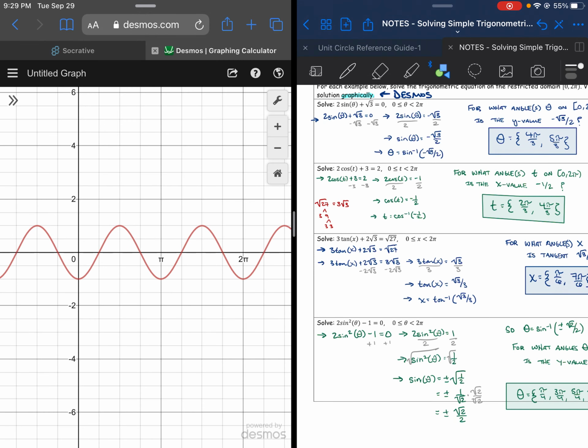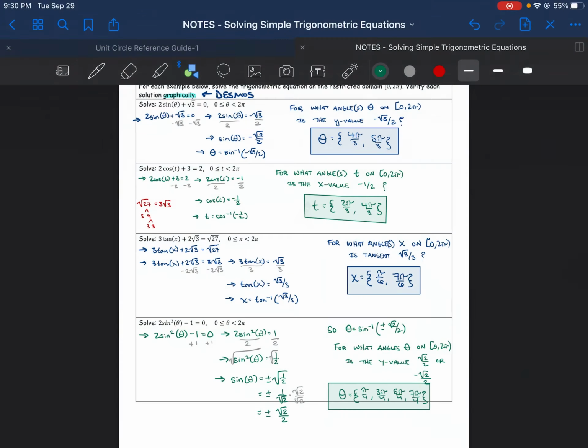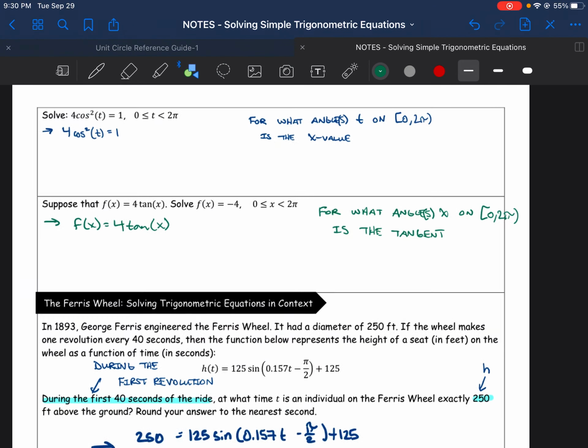Between 0 and 2 pi, we can see we have a solution at pi over 4, 3 pi over 4, 5 pi over 4, and 7 pi over 4. Once again, those solutions are where the curve is crossing through the x-axis. All right.